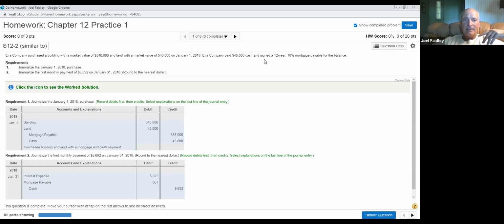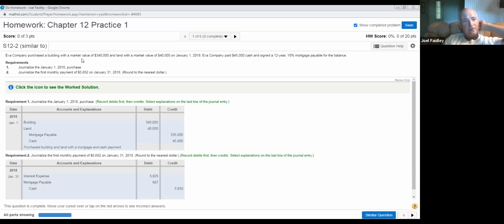And then we had to put down $45,000 in cash, and the rest of that, the plug number to make this thing balance, debits equal credits, must be $335,000. So you got to make the first entry here on January 31. So they're just making annual payments, which is really highly unlikely. Most of the time it's going to be monthly. But the annual payment, $56.92.